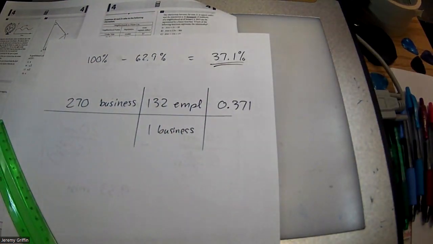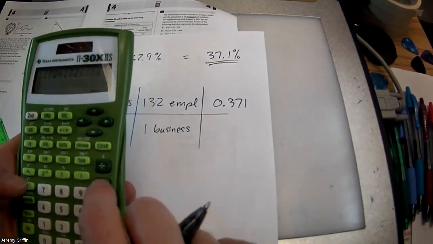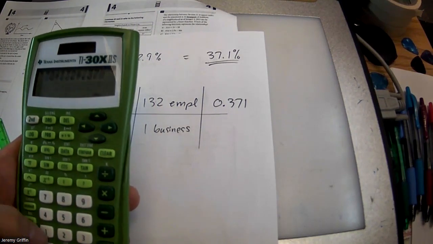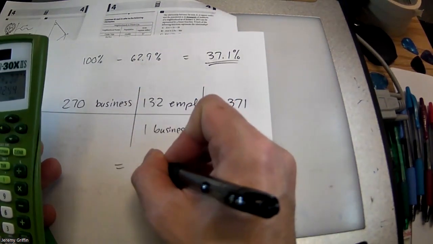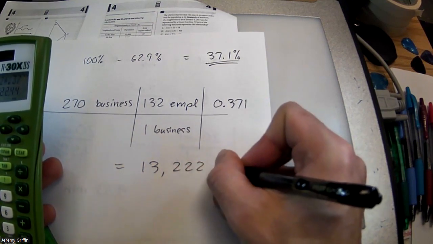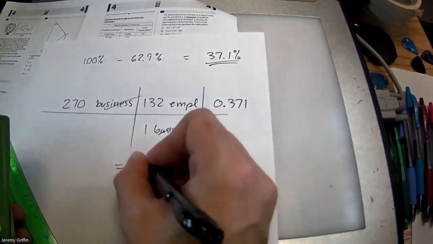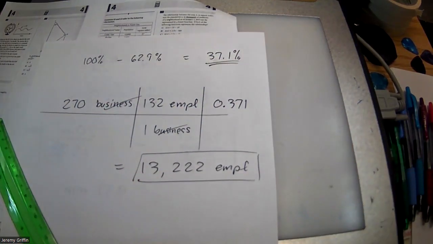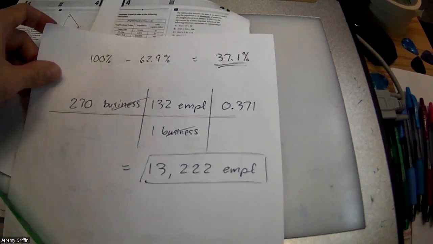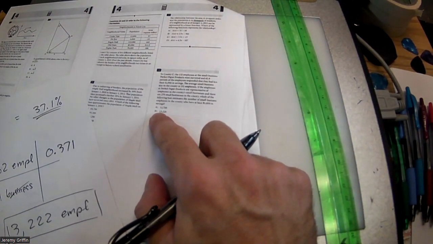Okay. So let's try this out. It's 270 businesses times 132 people per business times 37%. I'm looking at 13,200 employees would be the unit because businesses cancels. So about 13,000 people. See, is there a 13,000 people? Looks like option B. Yeah, 24 is B.